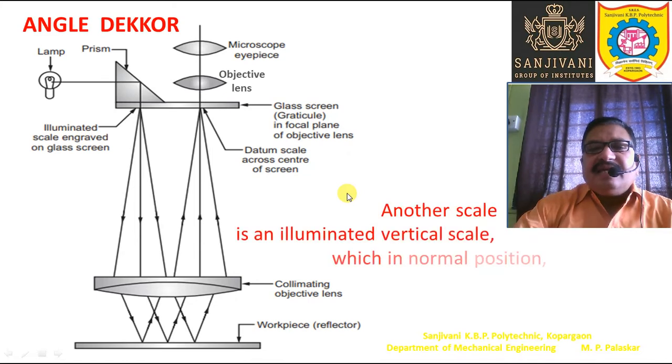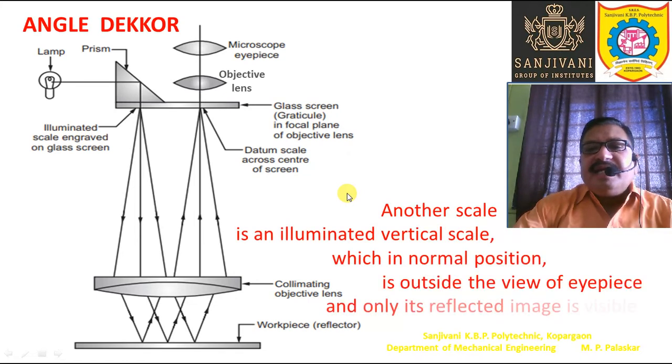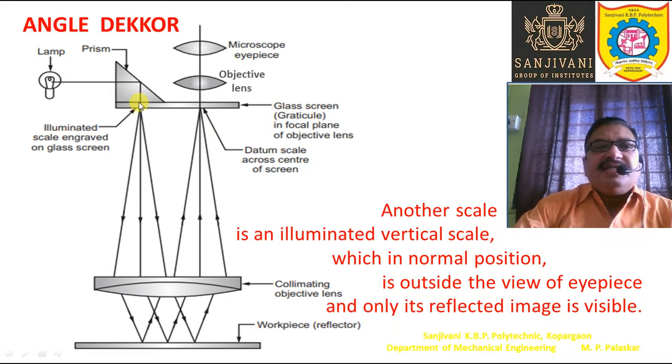There is another scale which is nothing but an illuminated vertical scale. So here we have a vertical scale which is illuminated, and this lamp is used for illuminating this particular scale, which is in normal position. Normally this vertical illuminated scale is outside the view of the eyepiece.